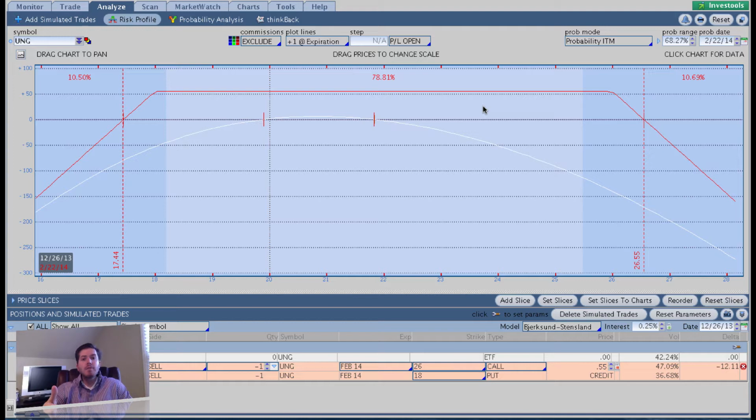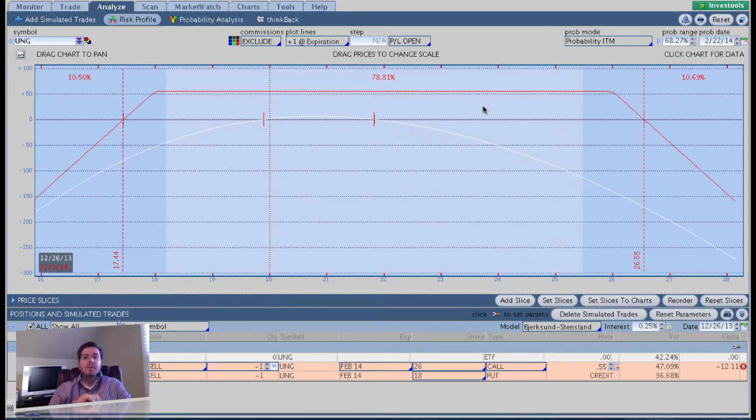In doing so, I've switched over to paper money for obvious reasons. I'm going to be showing some account balance stuff and buying power effects and things like that, so I didn't want to do that in my regular account. Switched over to paper money, and we'll just go ahead and do it through paper money.